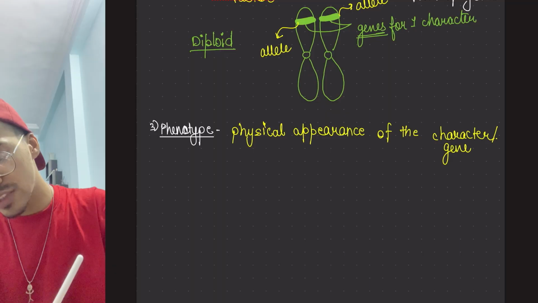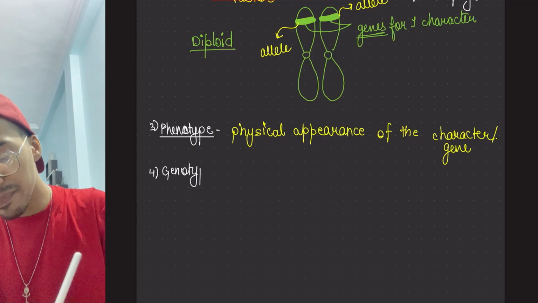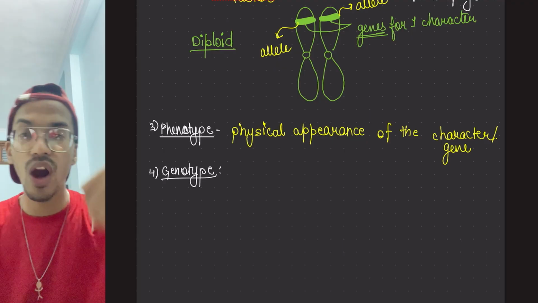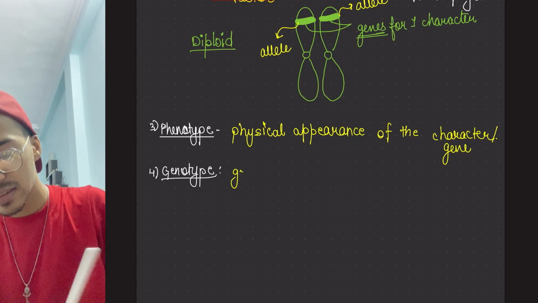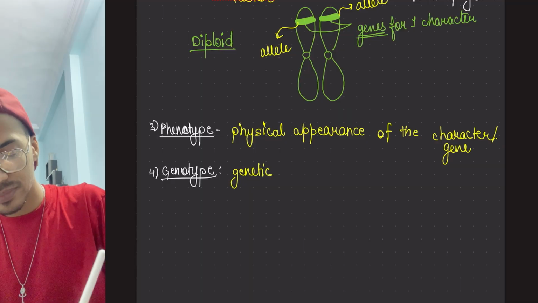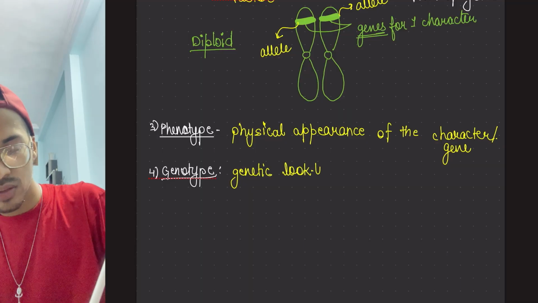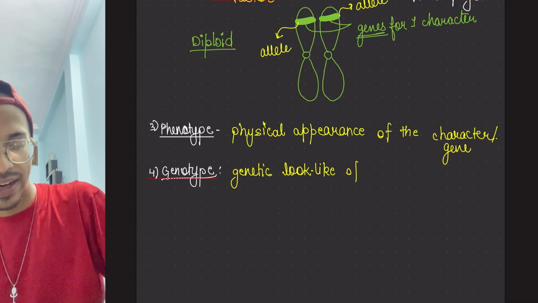Next, fourth is the genotype. Genotype means what is the genetic makeup, or genetically how it looks like. That is the genetic look of the character.